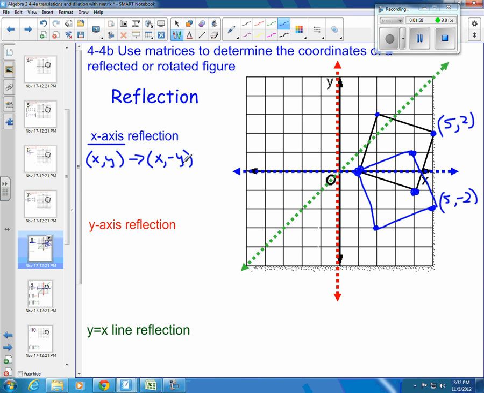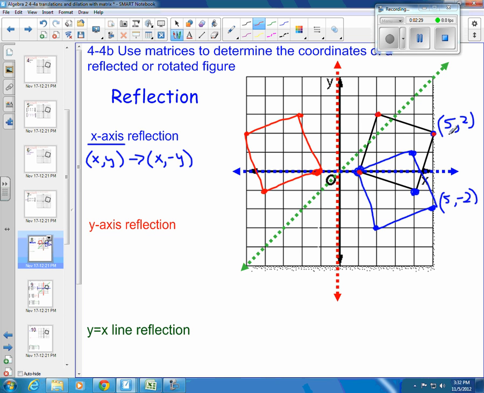Let me go to my y-axis, and we'll take the same exact approach. So I have this point here, and if I go across the y-axis, it was 1 away, so it's going to be 1 away over here. And this one up here is 2 away, so it's going to be 2 away. And this one's 5 away, so it's going to be 5 away. And this one right here is 4 away, so it's going to be 4 away. And here is my reflection across my y-axis.